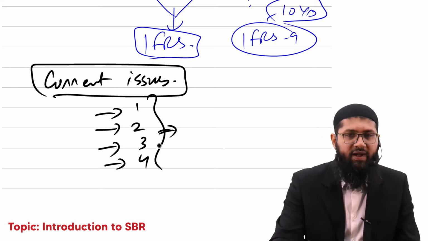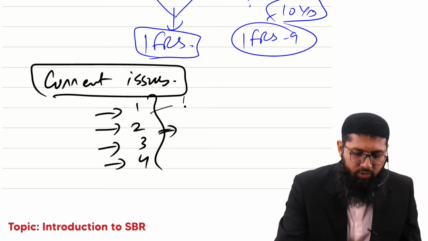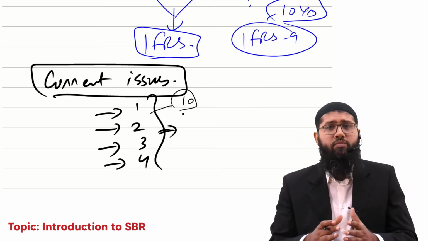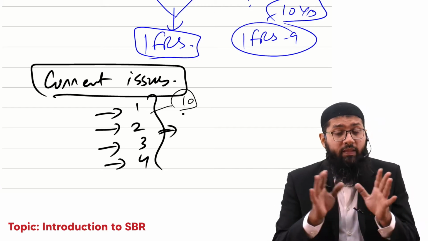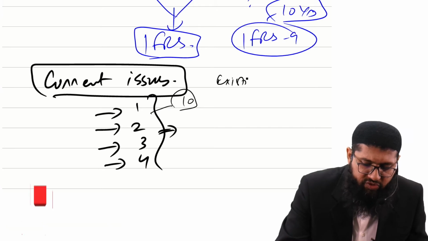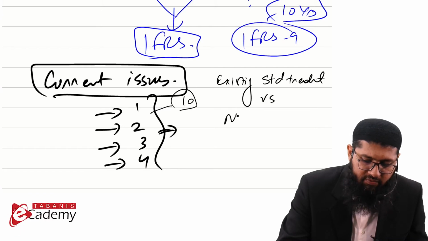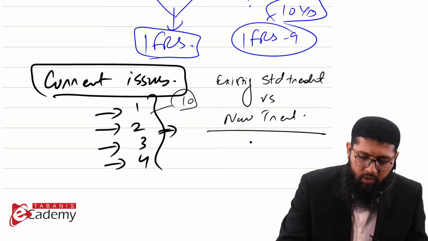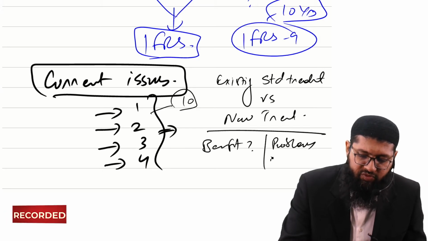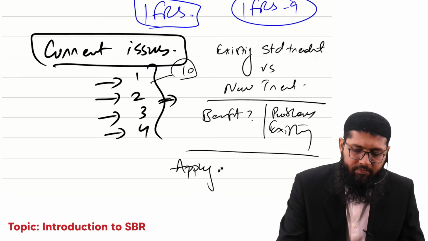And what could happen is that they could give you scenarios in the exam with respect to those current issues. Generally speaking, it's around a 10 mark area, 8 mark area, depending upon the examiner's mood. So it's going to be something that would be examined. They could ask you questions like this: What is the existing standard's treatment compared with the new treatment? They might ask you about the benefits. They might ask you the problems with the existing treatment. They might even ask you to apply the new treatment.